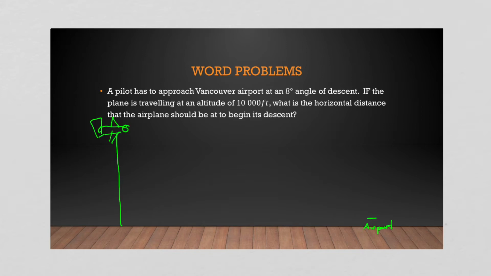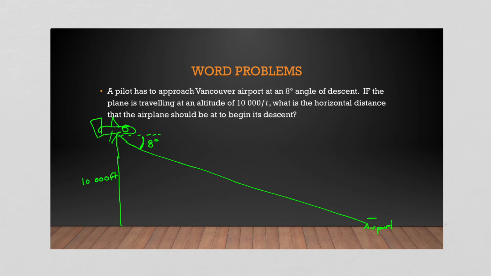Right, there's my airplane. And it needs to travel at an angle of descent so that it lands at the airport. So this is 10,000 feet, and my angle of descent is not in here. Okay, don't make that mistake. Remember that the angle of descent or the angle of depression is this angle right here. Now, how is that helpful?